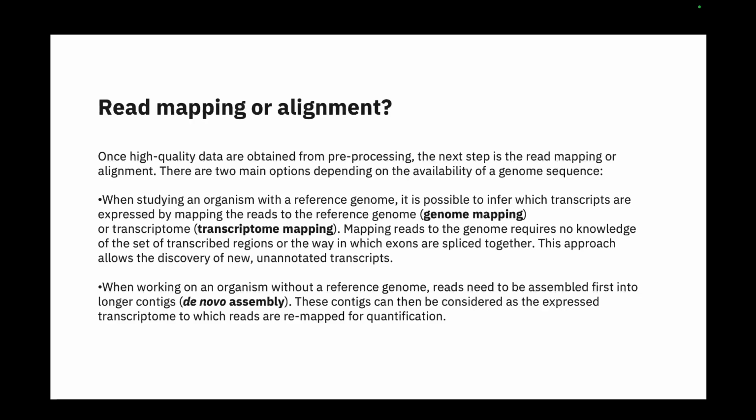And if you do not have an idea about what kind of reference you need, basically the organism you're trying to sequence does not have a standardized reference genome, in that case you have no other way but to assemble it in a de novo fashion from scratch. So once high quality data is obtained from pre-processing, the next step is read mapping or alignment. There are two main options depending on the availability of the genome sequence. When studying an organism with a reference genome, it is possible to infer which transcripts are expressed by mapping the reads to the reference genome, which is known as genome mapping.